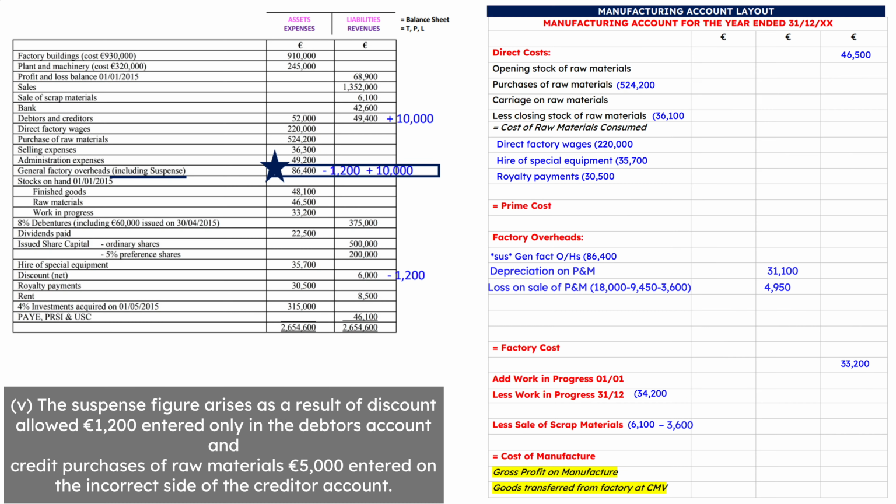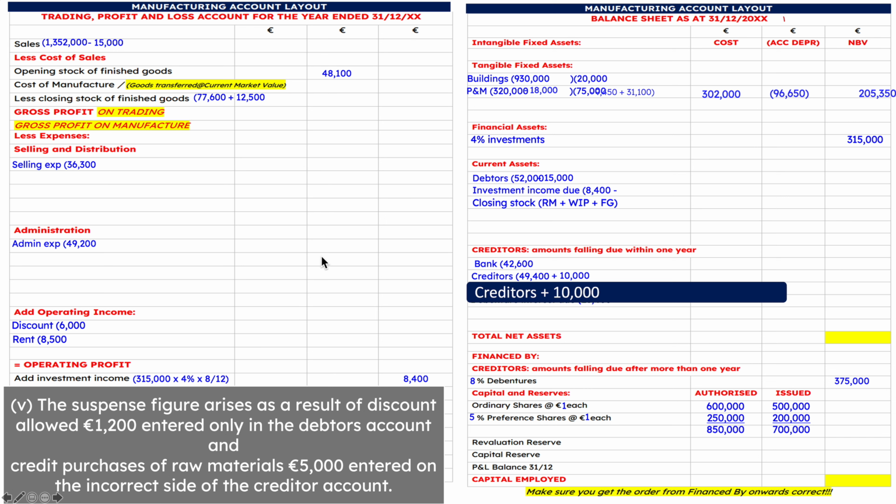The working's done for it, so let's put them into the accounts. In the manufacturing account, we're going to look at the general factory overheads, and we will minus the 1,200 and add the 10,000 here. In the TPL, we're going to minus 1,200 from the discount allowed, and then in the balance sheet, we're going to add 10,000 to the creditors. So 10,000 to the creditors here, and discount allowed, we minus 1,200 from it there. And that is adjustment number 5 complete, the suspense adjustment.